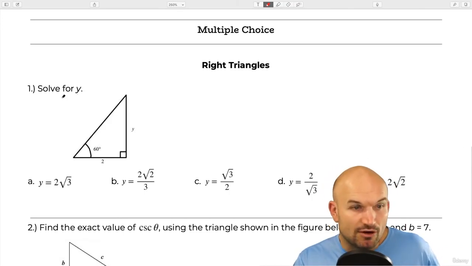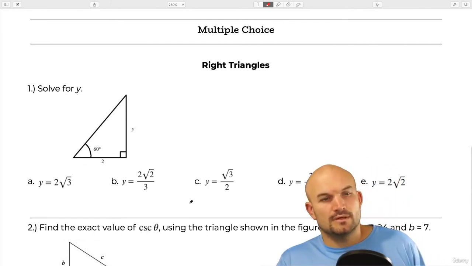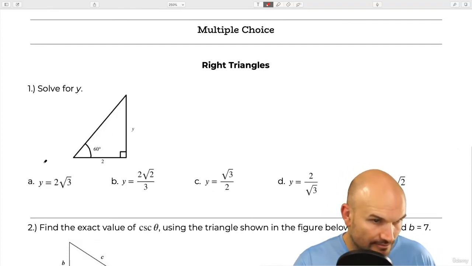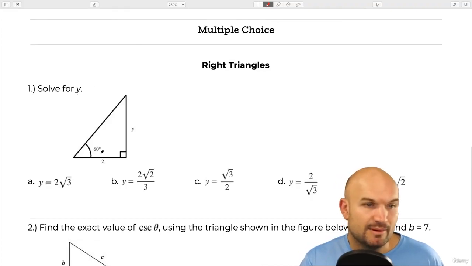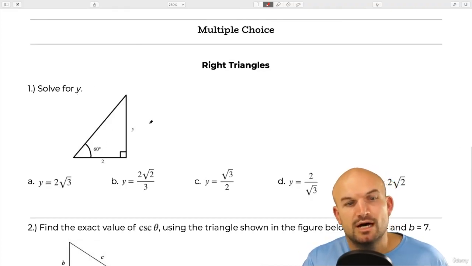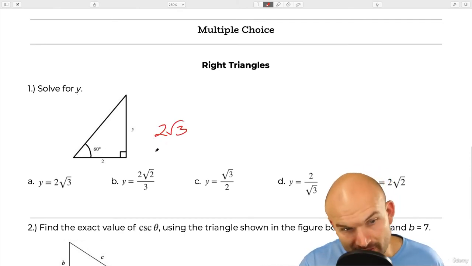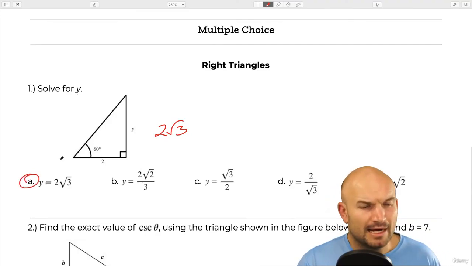All right, so solve for y. And again, we're not going to have a calculator here. So 60 degrees. This is going to be the short leg. If you can remember, to go from short leg to long leg, you just multiply by the square root of 3. That is your special right triangle relationship. So that would be answer A.